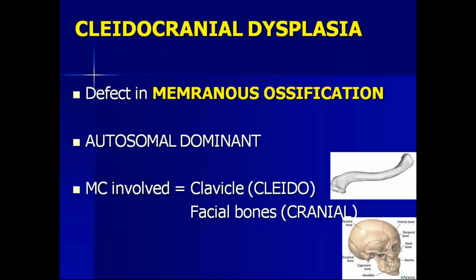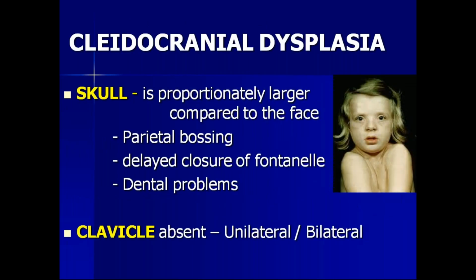Coming to cleidocranial dysplasia, that is a defect in membranous ossification, which is also autosomal dominant. Most commonly involved are the clavicle and facial bones. As I told you, cleido is clavicle, cranial is cranial bones. So they occur due to defect in the membranous ossification. The skull is proportionately larger compared to the face, and there is parietal bossing, delayed closure of fontanelle, and dental problems. Clavicle is absent, unilateral or bilateral.